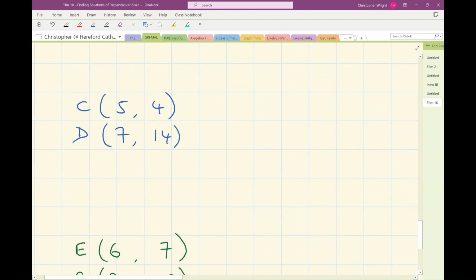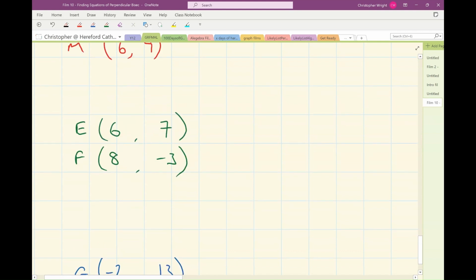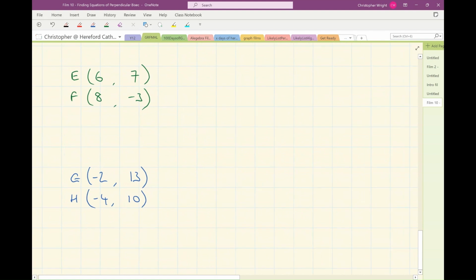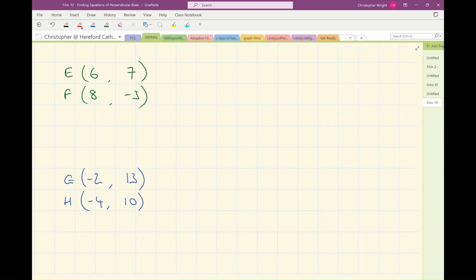Right, let's do the midpoint between C and D. So without thinking, I tend to draw a line here, capital M. Right, 5 plus 7 is 12, divided by 2 is 6. 4 plus 14 is 18, divided by 2 is 9. I hope you're doing them quicker than I am. Here's the last 2 for you to do before me. Why not pause the film? Okay, here we go.